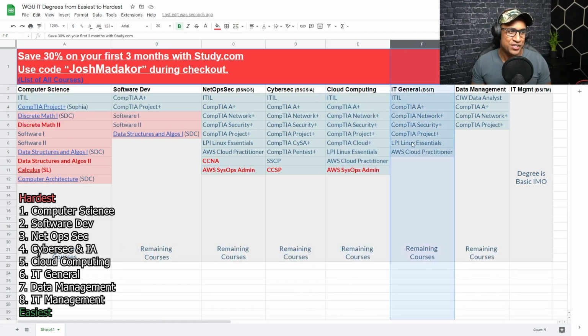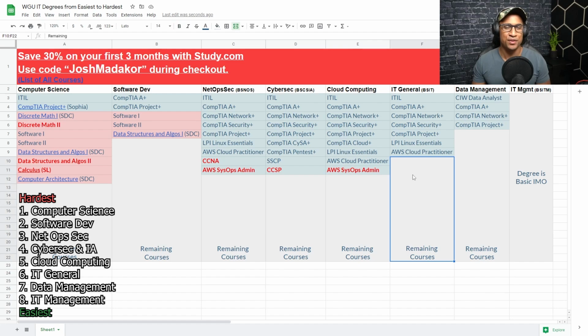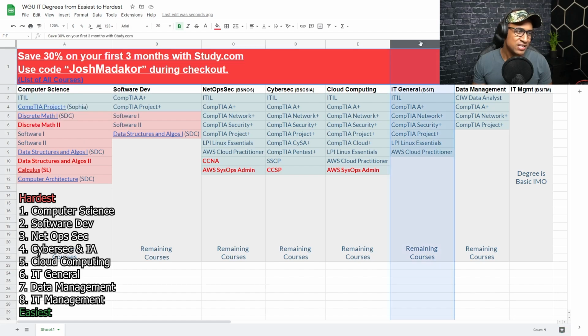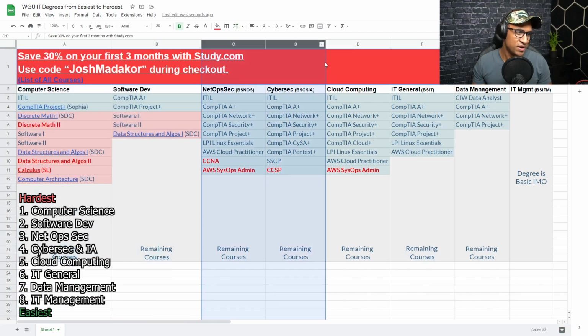Next one is the IT general degree. You can see this is almost exactly the same as the cloud computing degree. It doesn't have Cloud Plus and it doesn't have the SysOps admin. Instead, if you explore the IT general degree, you'll see that it has much more general courses that are not necessarily IT related. As you know, it makes sense. It's the IT general degree. It's not super easy, but it's easy compared to the dev degrees and some of these more difficult ones up here.